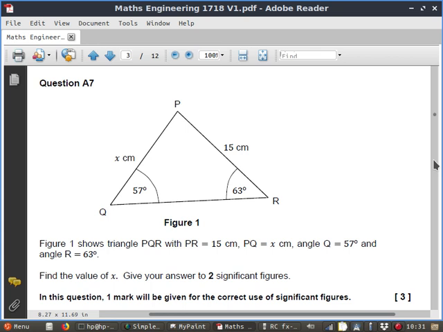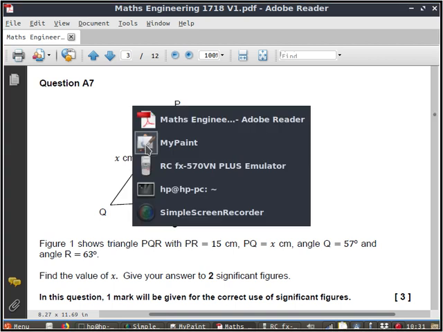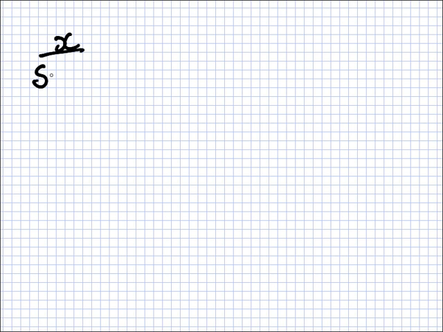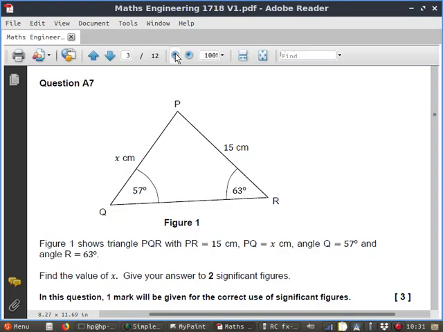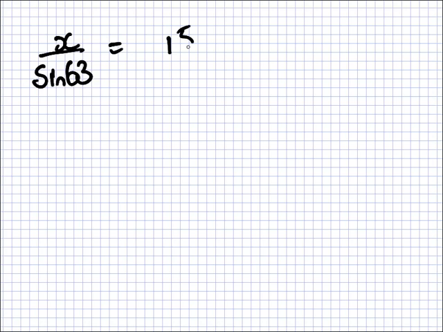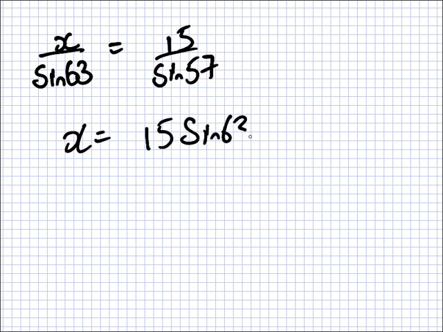Yeah. Okay, let's look at this. What rule do you need to find x? And what is x here? Where is it? Oh, here. So what rule do you use? Sine rule or cosine rule? Sine. Yeah. So you say x over sine 63, good, equals 15 over sine 57. So x equals 15 sine 63 over sine 57.